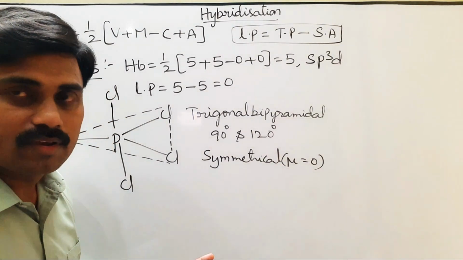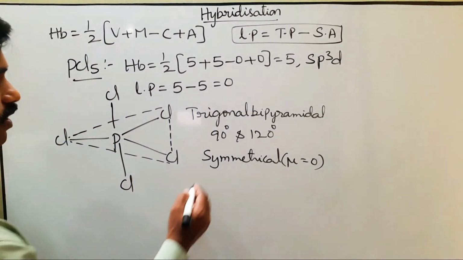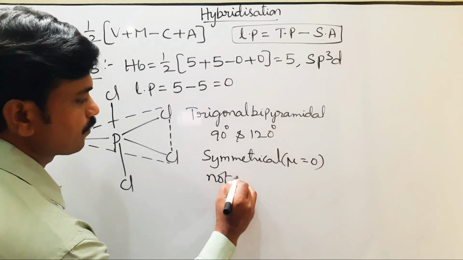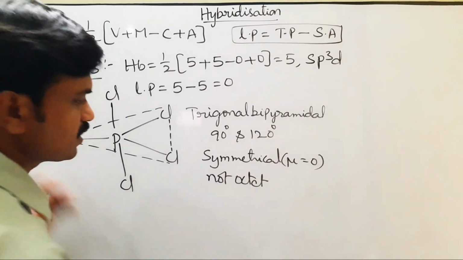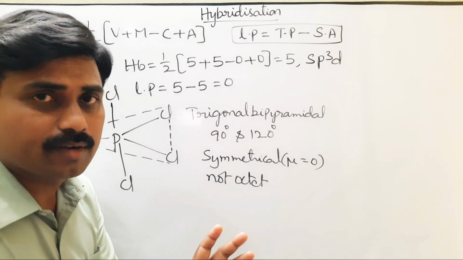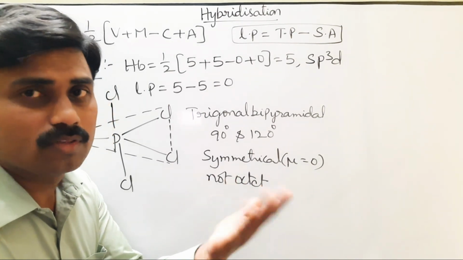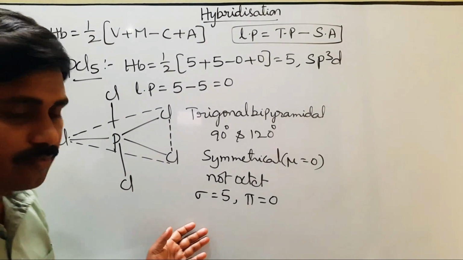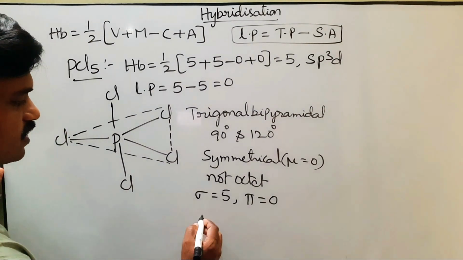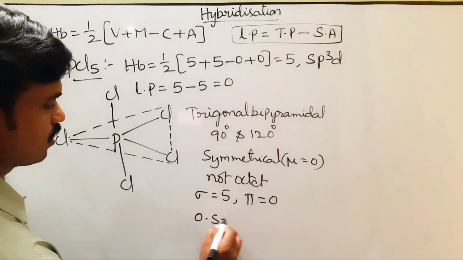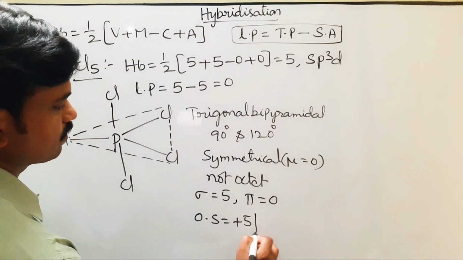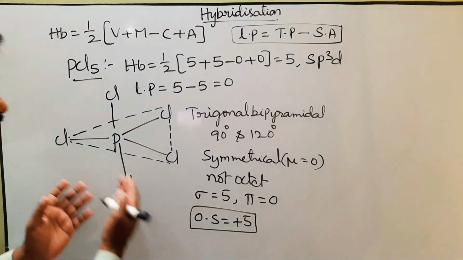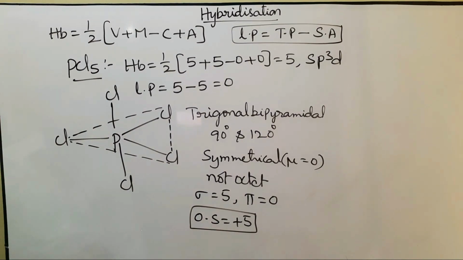Central atom phosphorus has 5 pairs, that is 10 electrons. That's why it is not octet. Suppose the central atom has 4 pairs only, that is octet. Less than 4 pairs and more than 4 pairs, they are not octet molecules. Now sigma bonds are 5 and pi bonds 0. Now the oxidation state of phosphorus is plus 5.